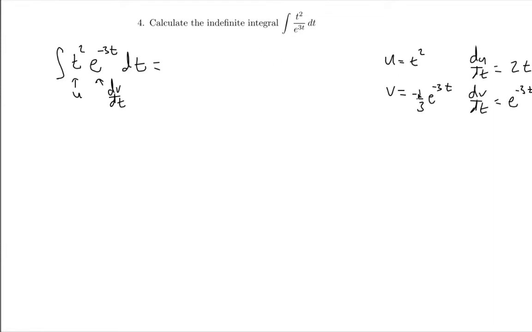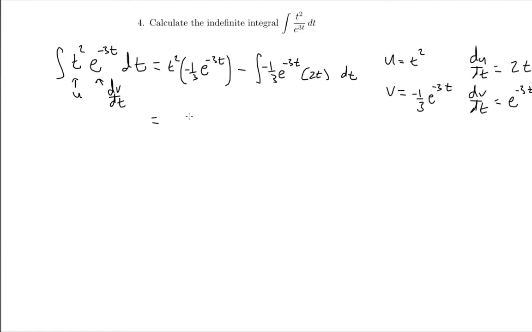So u times v is t squared times negative 1/3 e to the negative 3t. The rest of the formula says I should take minus the integral of v, which is negative 1/3 e to the negative 3t, times du by dt, which is 2t. And of course, I should close the integration with dt.